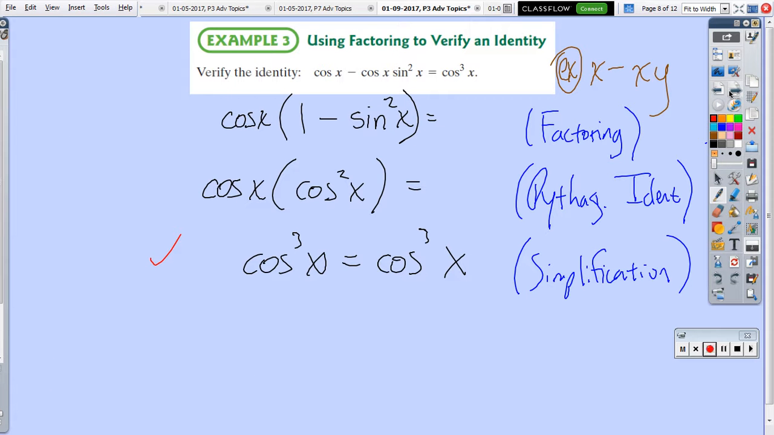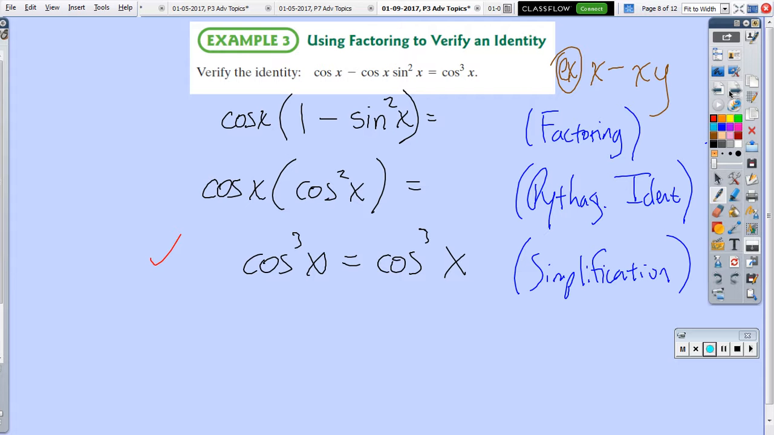How did you get from here to here? Pythagorean identity. Oh, yeah, Pythagorean identity. If you had to reference it like you're supposed to, you can see under Pythagorean identities that sine squared of x plus cosine squared of x equals 1. So 1 minus sine squared of x is cosine squared of x.